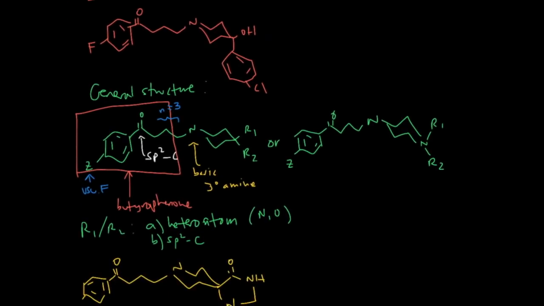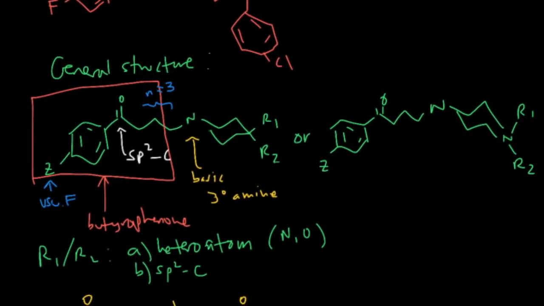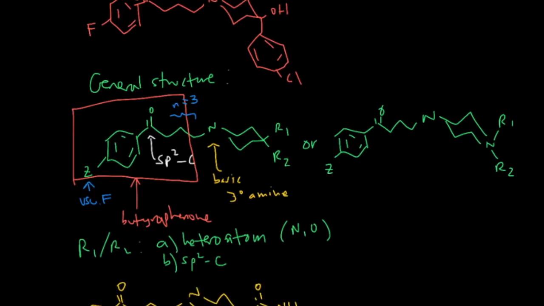So your butyrophenones look like this, either this one or this one. I'll explain the difference soon. You have your aromatic ring with the Z group attached. Usually the Z group is fluorine, which you see in haloperidol. Then an sp2 hybridized carbon, a 3-atom chain, N equals 3, and then a basic tertiary amine, just like your phenothiazines. Wow, if you know your phenothiazines, you basically know everything.